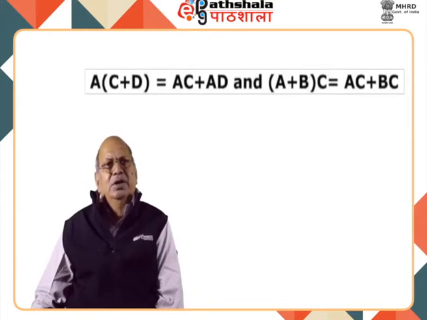Distributive law. If A and B matrices are of m×n dimension and C and D are of n×p dimension, then A multiplied by (C plus D) is equal to AC plus AD, and (A plus B) multiplied by C is equal to AC plus BC. Both are valid, and the resulting matrix will be of m×p dimensions. It can be easily checked that this law is true.